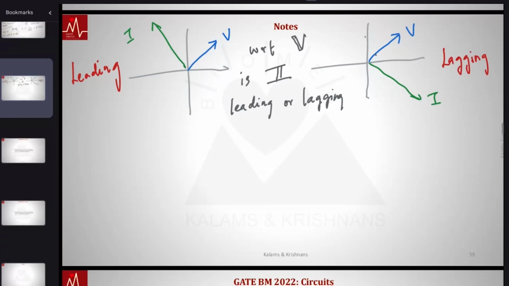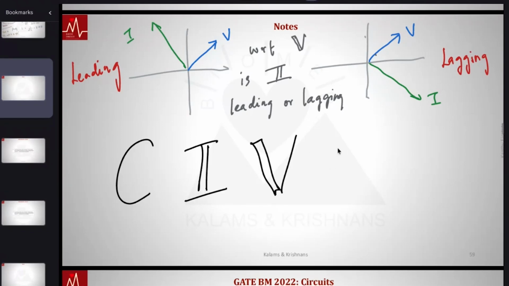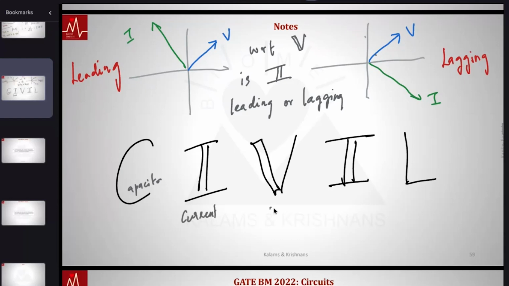So is a leading circuit capacitive or inductive? That question often shows up, and we have a very simple mnemonic for it: CIVIL. In a capacitor, current shows up before voltage, so current I is leading voltage. In an inductor, L for inductor, the current is lagging behind voltage. So CIVIL is the mnemonic that we use.